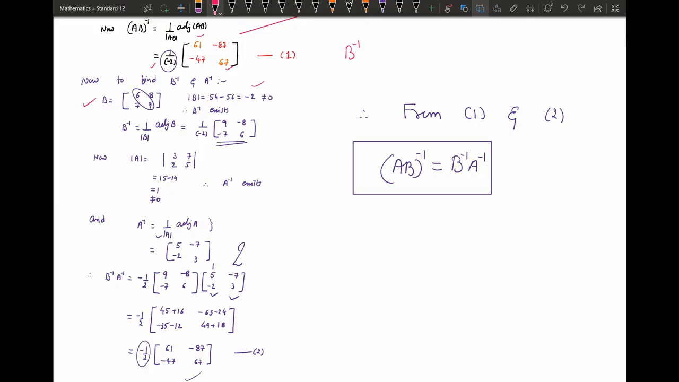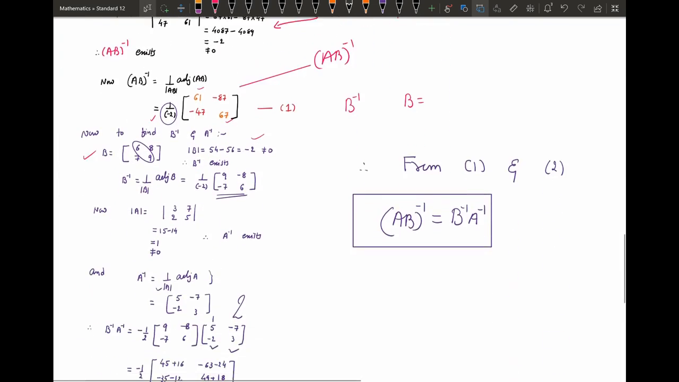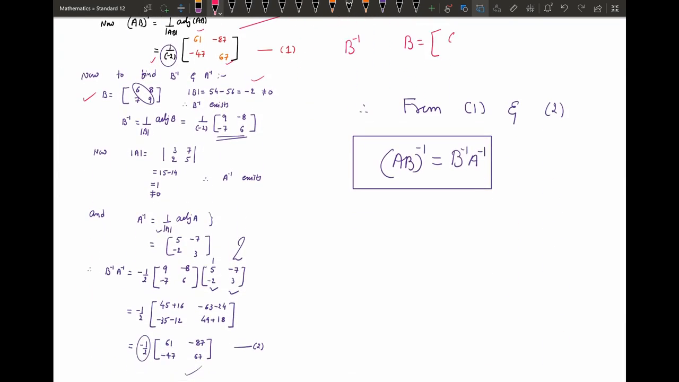For the 2 by 2 matrix we have given, B equals 6 8, 7 9. So for adjoint B, interchange the entries which lie in the principal diagonal, so 9, 6. Change the sign of the entries which lie in the subsidiary diagonal, so -8, -7. So this is B inverse.